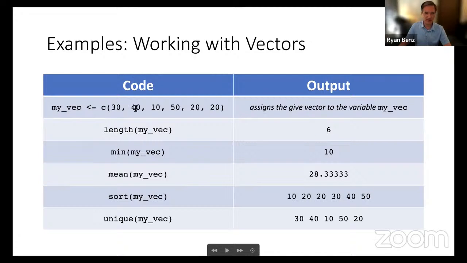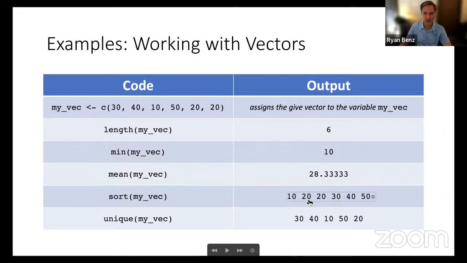So this thing has 6 values here, and this is a way in which you can do that. We can get the minimum value, which in this case is 10. We can get the mean of that, which happens to be 28.3 repeating. Notice that this vector is not in numerical order, so we can use the sort function if we wanted that to be the case.